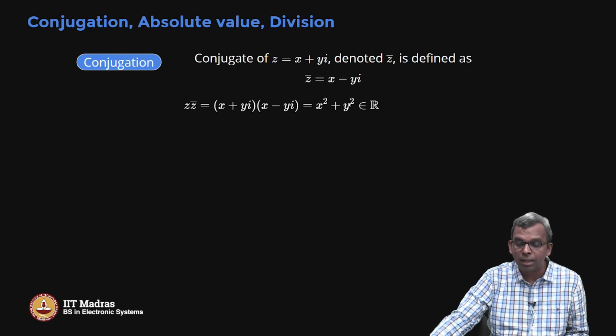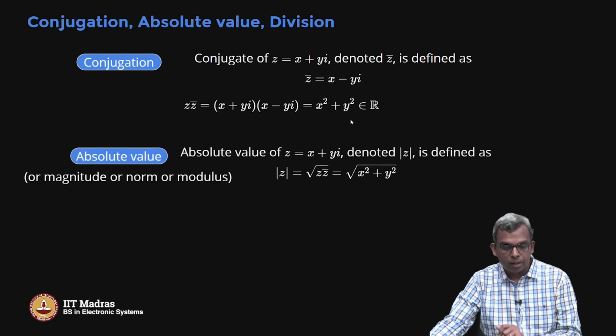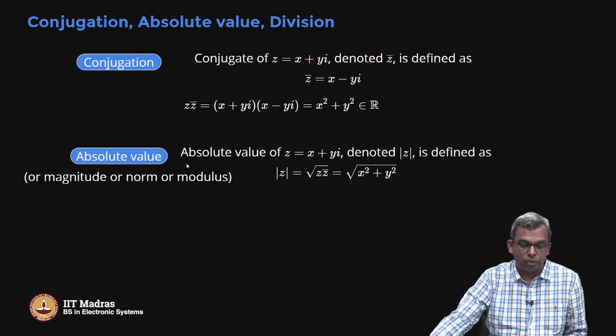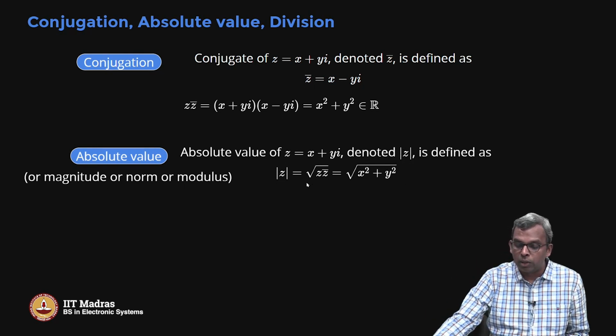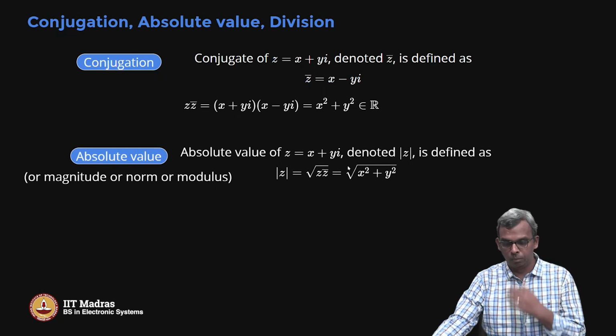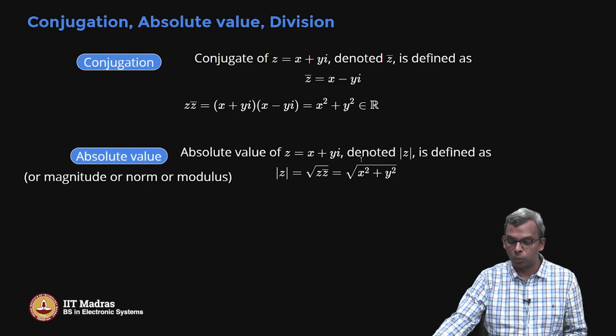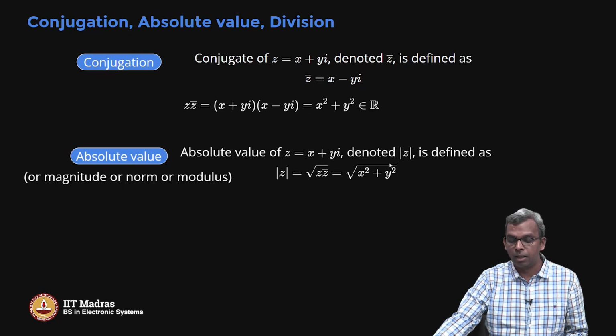So z times z bar has a lot of very nice properties. The fact that it's real is important, and it's also non-negative. Now this leads to a very nice definition for absolute value. This is also called magnitude, norm, or modulus of a complex number. The absolute value of z is denoted mod z, and it's defined as mod z equals the square root of z z bar. Of course, the positive square root. And clearly you can see from here that that is equal to the square root of x squared plus y squared.